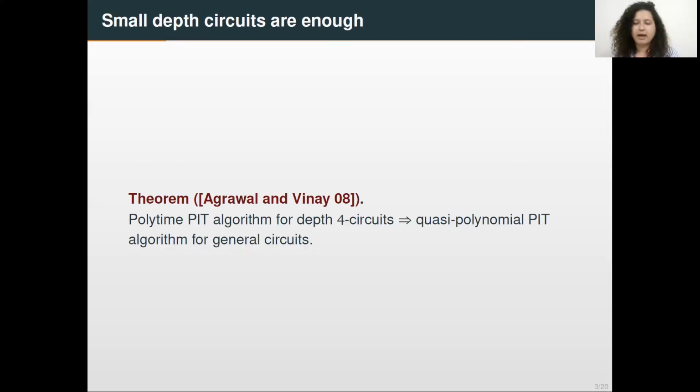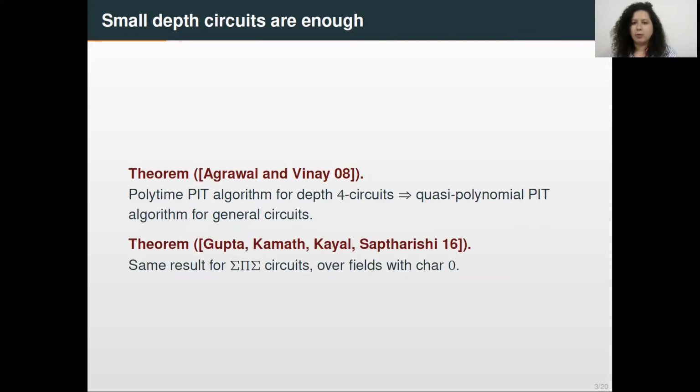An interesting fact about the PIT problem is that solving it for small depth arithmetic circuits is essentially enough. A remarkable theorem by Agrawal and Vinay from 2008 states that constructing a polynomial time PIT algorithm for depth-4 arithmetic circuits implies a quasi-polynomial time PIT algorithm for general circuits. This result was later generalized by Gupta, Kayal, Kamath, and Saptharishi in 2016, where they proved that the same result holds for depth-3 arithmetic circuits, or sigma pi sigma circuits, over fields with characteristic 0.